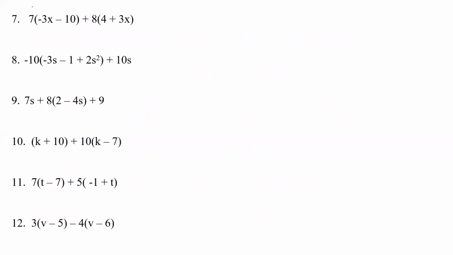All right, continuing on. Again, distribute. So 7 times negative 3 is negative 21x, and then minus 70. And then we have plus 32 rather. And then that's going to be plus 24x. So those are like terms. 24 minus 21, well, that's going to be a 3x.